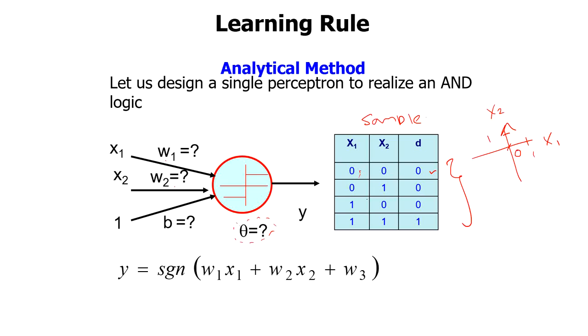Okay, for the first sample here, 0, 0 will be 0. The second sample, 0, 1, will be 0. So that means that for this case x1 is 0, x2 is 1. The third one, x1 is 1 and then x2 is 0.